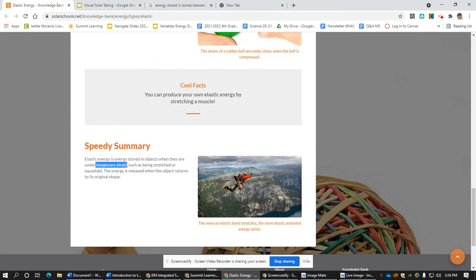So when I was squishing that squishy ball, or when I was pulling back that arrow, or was flexing my muscle, it's temporarily that strain or that shape. And it might be stretched or squashed. The energy is then released when the object returns to its original shape. That was a really important part of this article. It's all about the shape and how it's getting compressed or stretched. And then when it goes back to its original shape, it's releasing that energy.